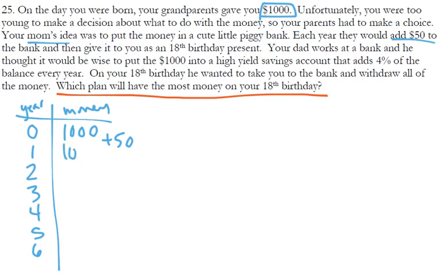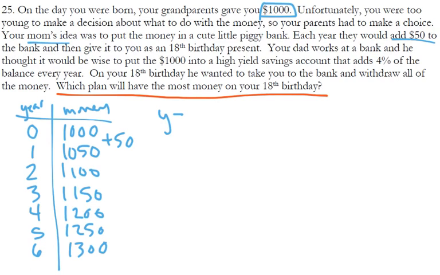This is going to be linear. So 1,050, 1,100, 1,150, you can kind of see the pattern. 1,200, 1,250, 1,300. Okay, now we probably don't want to keep going that route, right? So let's make an equation. So y equals, we started at $1,000, we're adding 50 each time. Or you could write it with function notation and in slope-intercept form. Either way works.